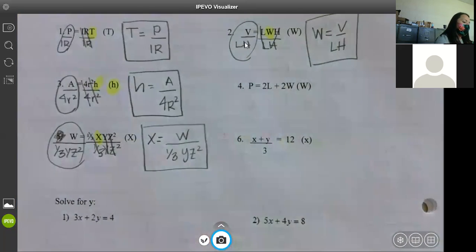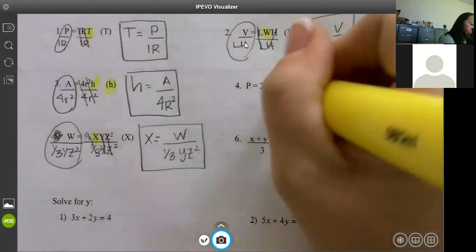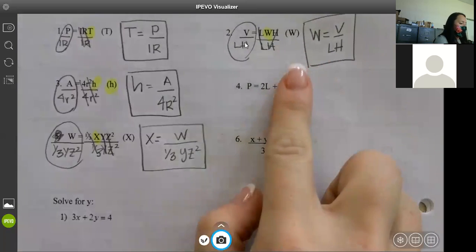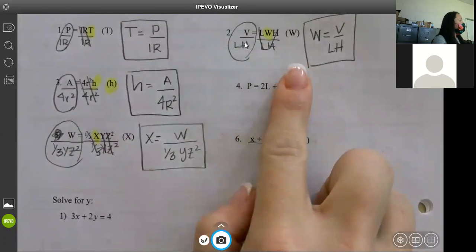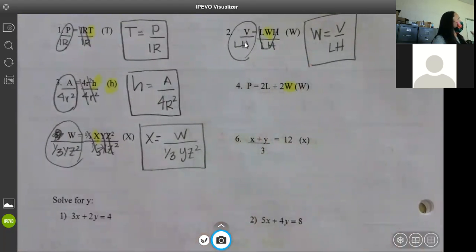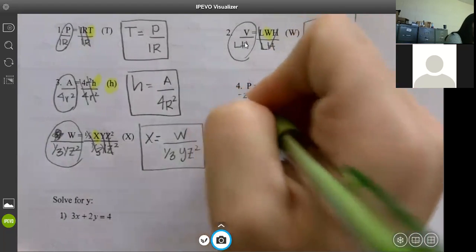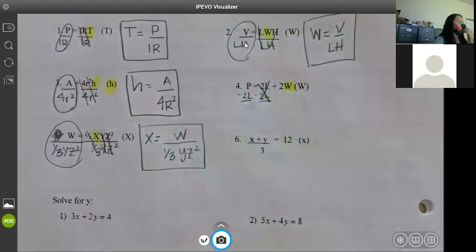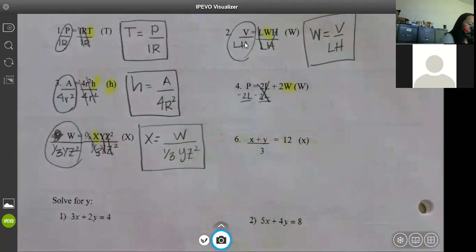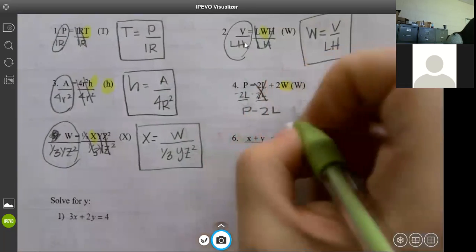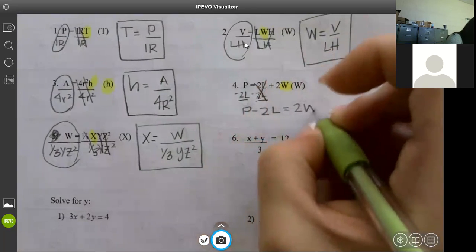So we're trying to solve for W. What's on the same side as W but not with it? 2L. It's a positive 2L. How do I get rid of positive 2L? Negative 2L or subtract 2L. Perfect. So then that'll cancel it out on that right side. We write what we see. P minus 2L equals 2W.